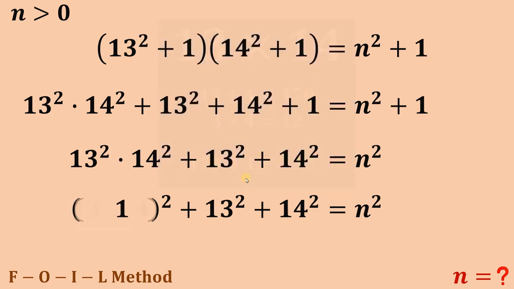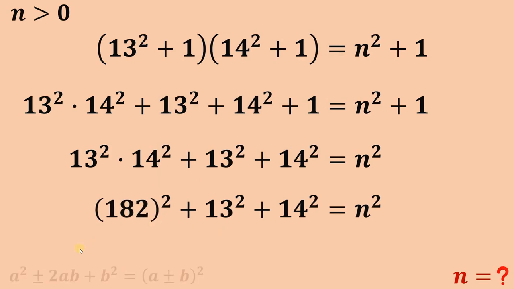Alright. Next, to finally solve for the value of n, we will use this concept, perfect square trinomial. So a squared plus or minus 2ab plus b squared, we can factor this out nicely as a plus or minus b raised to the power of 2. If we have plus 2ab, the factored form is a plus b raised to the power of 2. If we have minus 2ab, we have a minus b raised to the power of 2.